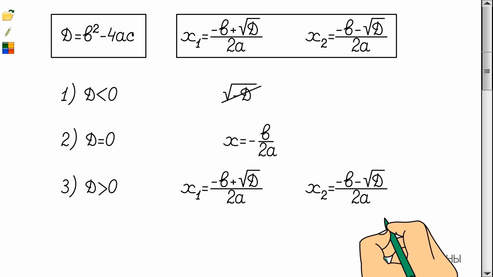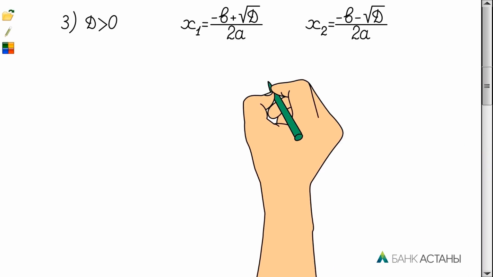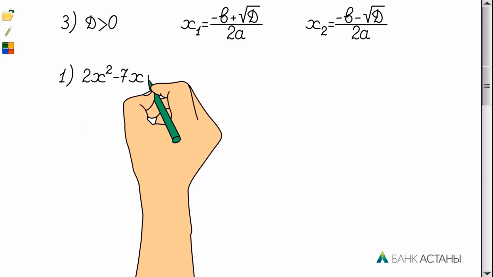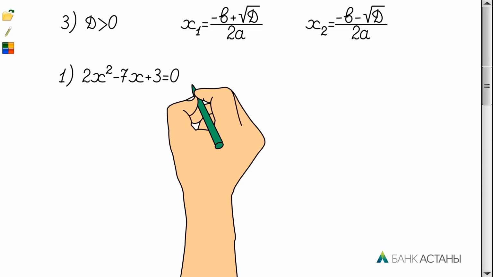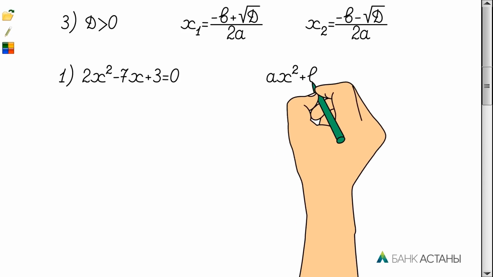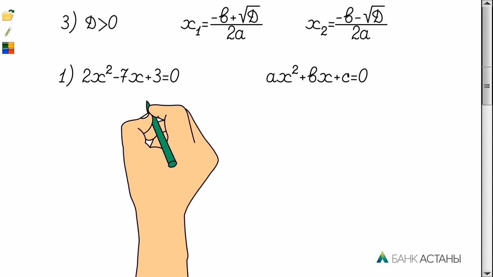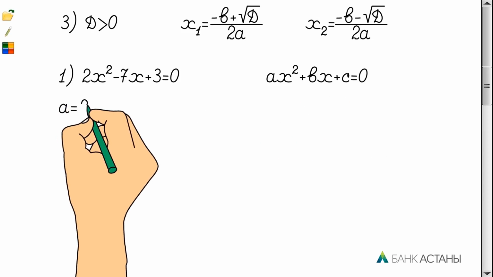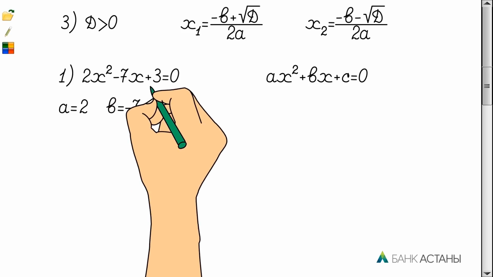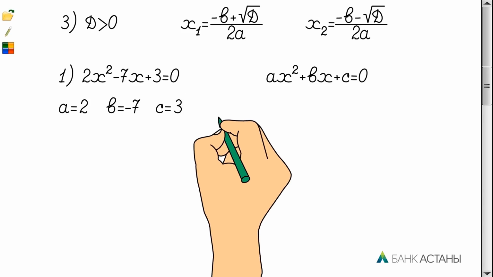Now, let's solve our examples by using our method of finding the discriminant of a quadratic equation. The first equation is 2x squared minus 7x plus 3 is equal to 0. As we remember, the formula of a quadratic equation is ax squared plus bx plus c is equal to 0. Here we can see that a is equal to 2, b is equal to minus 7, and c is equal to 3. We put the values of the coefficients into the formula of the discriminant.